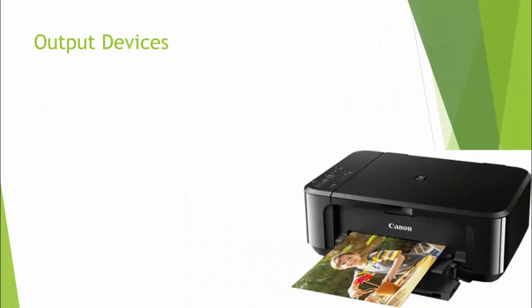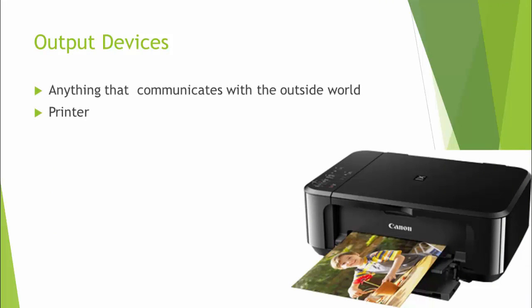As far as output devices, the classics are the monitor and the printer. Anything that communicates with the outside world, though, gets designated as an output device. So we'll put our speakers in there as well. There are many, many other kinds of output devices besides the printer and the monitor.